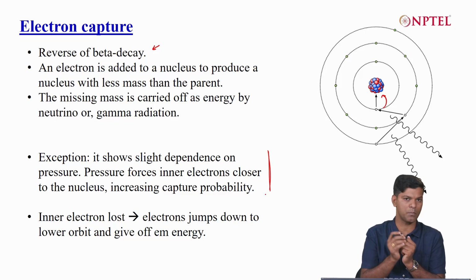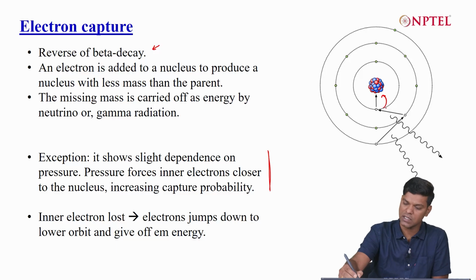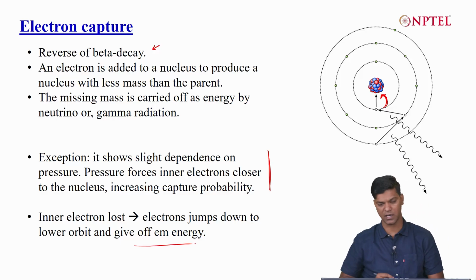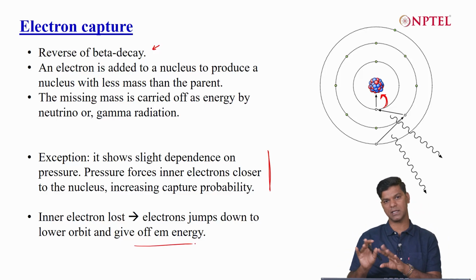That is why a small role of pressure is linked to the electron capture. Now, because an inner electron is lost, there has to be replacement of that electron, and during that we also release a lot of energy. So, these are the ways through which you balance the energy.